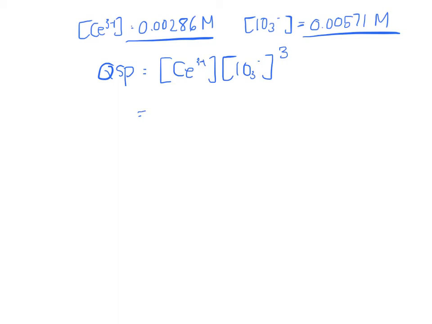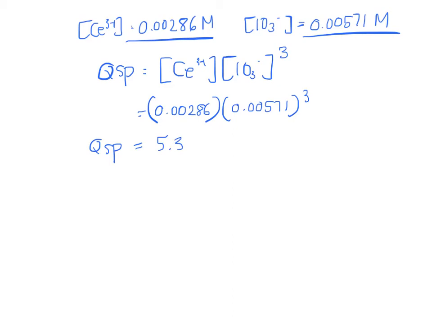So QSP equals 0.00286 times 0.00571 cubed. So QSP equals 5.3 times 10 to the negative 10.